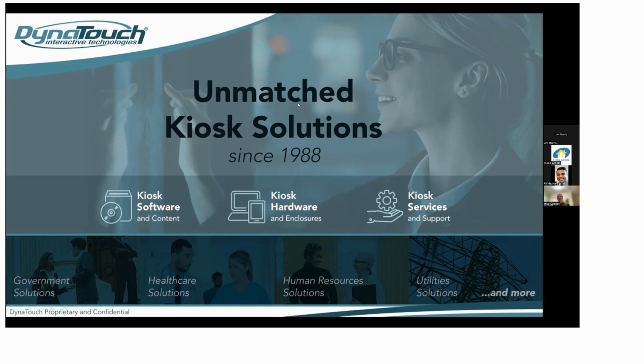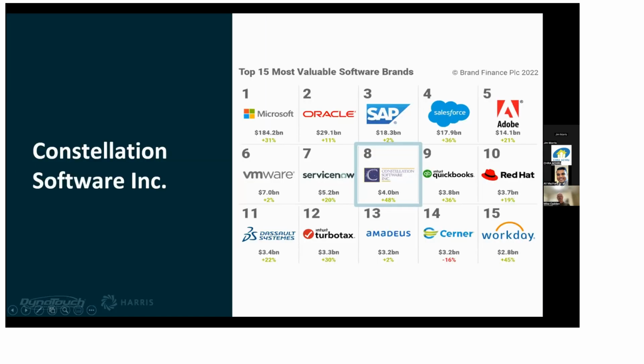We do a lot with government, healthcare, human resources, utilities. We are part of Constellation Software, so we're Canadian owned. I'm actually based in Austin, Texas. Our company's based in San Antonio, but we are part of Constellation, which is a $4 billion, almost $5 billion company, one of the largest in North America. So, Canadian owned, US based.